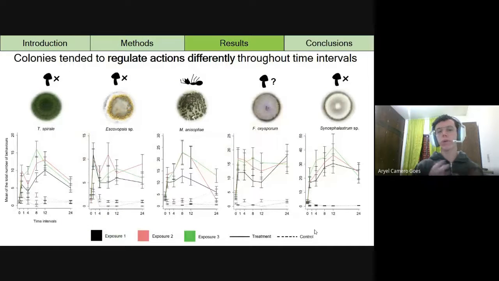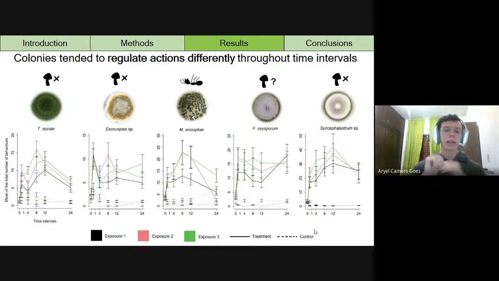So during the exposures, we could notice that the colonies tended to follow a pattern depending on the inoculated fungus. For example, you can see for Syncephalastrum that even though we introduced this pathogen 14 days apart, the colony not only increased their responses, but also tended to follow a similar pattern throughout these exposures. And you can tell that as well for Metarhizium and Trichoderma.